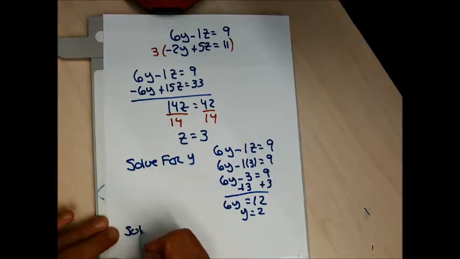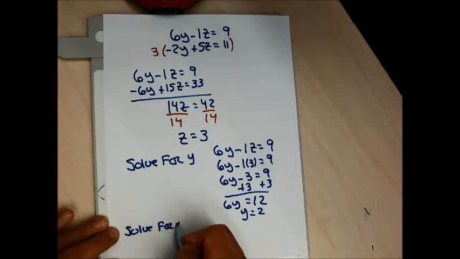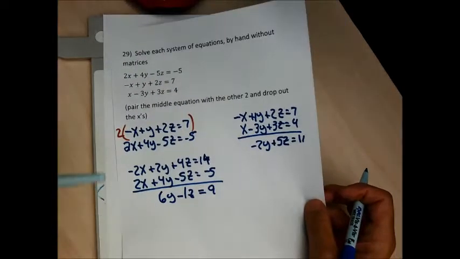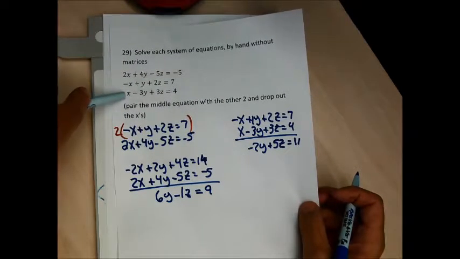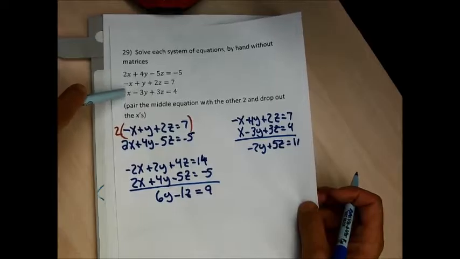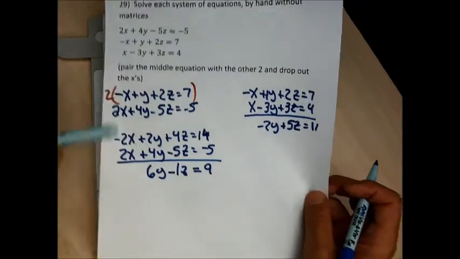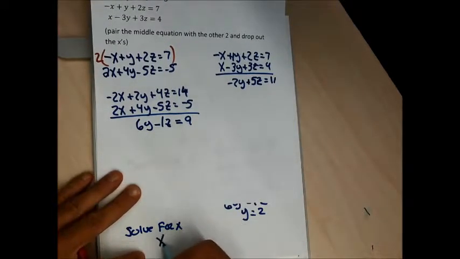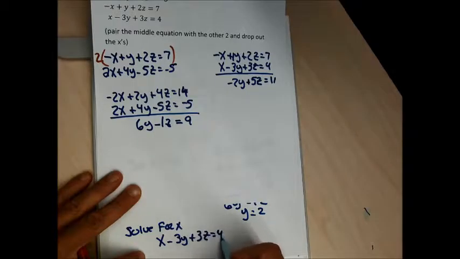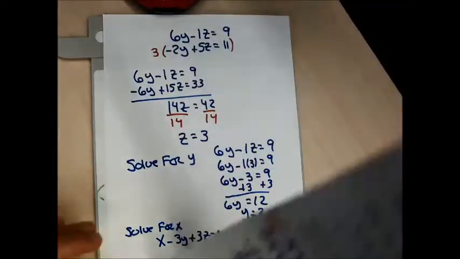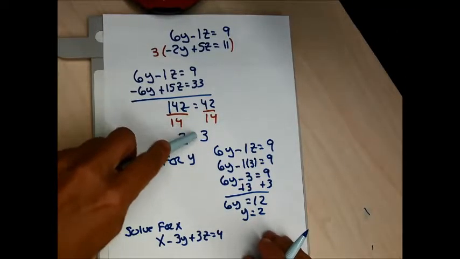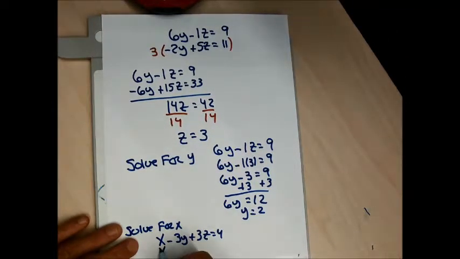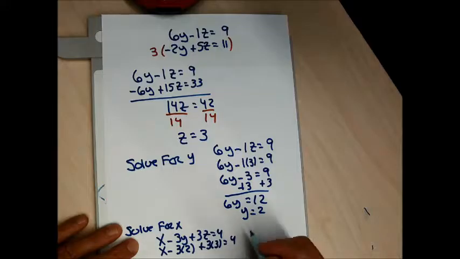Lastly, I need to solve for x, which means I need an equation with an x. I could use any equation that has an x, but I'm going to use this one because it has a really nice x. So I'm going to use the equation x minus 3y plus 3z equal to 4. And into that equation, I'm going to plug 3 for z and 2 for y. So I'm going to get x minus 3 times 2 plus 3 times 3 equal to 4.